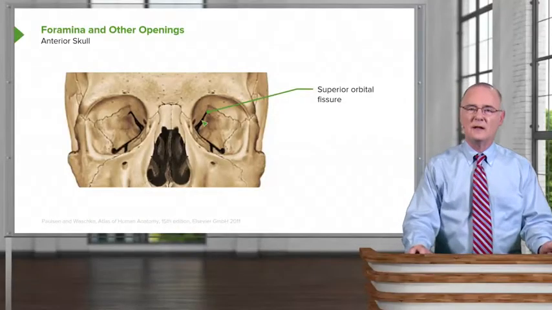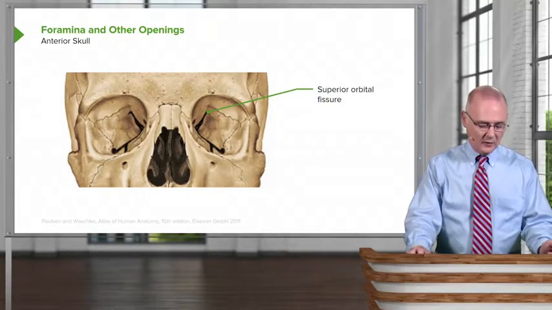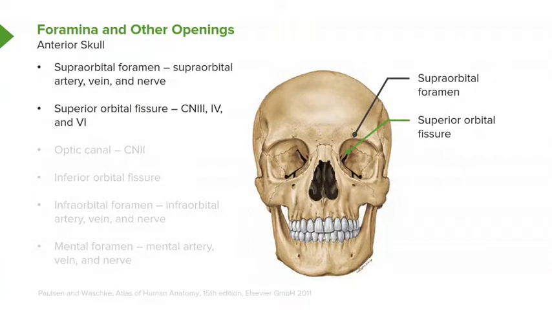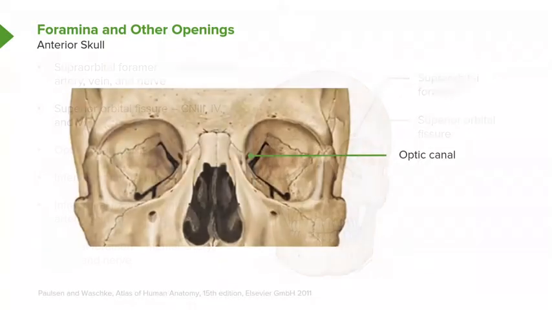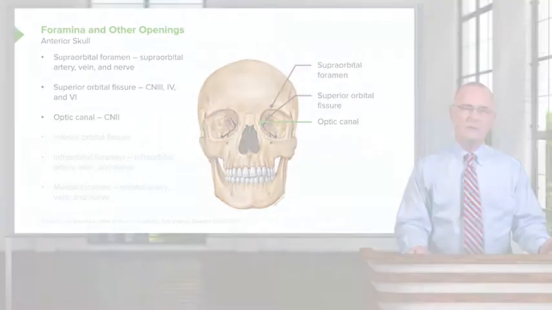This is an exception in that we did see this from within the middle cranial fossa. It's going to transmit the cranial nerves that innervate the muscles of the eye. So we're looking at cranial nerves 3, 4, and 6. The optic canal is seen from this view as well. We did see this from the middle cranial fossa. And again, that will transmit the optic nerve or cranial nerve number 2.